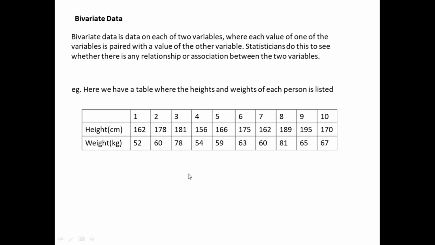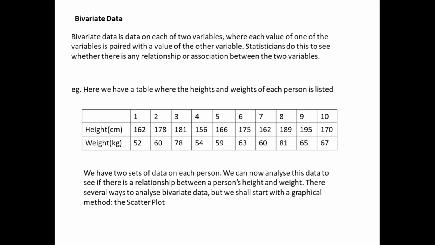Anyway, moving steadily along. So we have a table with 10 sets of people's heights and weights. This is bivariate data. We've got two variables that we're looking at the same time. Now, in order to analyze bivariate data, there are many methods of doing it, but the method we're going to start with is a graphical method called the scatterplot.